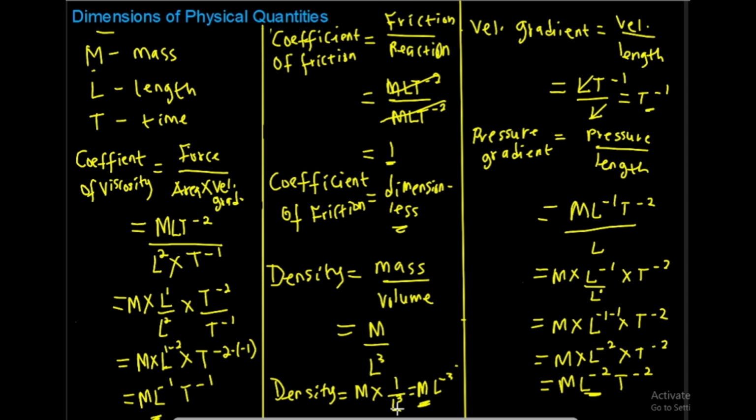M times 1 over L cubed. We simplify L cubed, take it to the numerator, it becomes L raised to power minus 3 over 1. And L raised to power minus 3 over 1 is L raised to power minus 3. Now multiplying L raised to power minus 3 by M, we have M L raised to power minus 3. So that's the dimension for density.